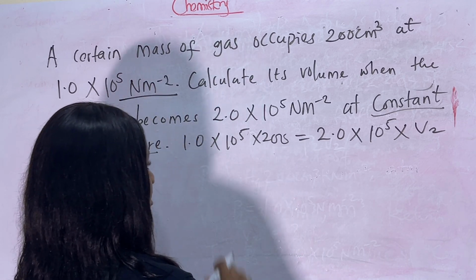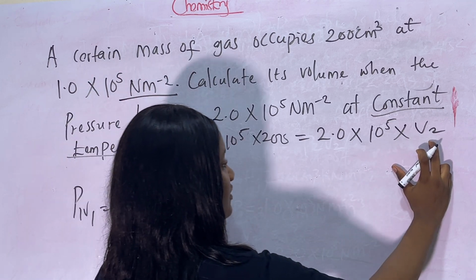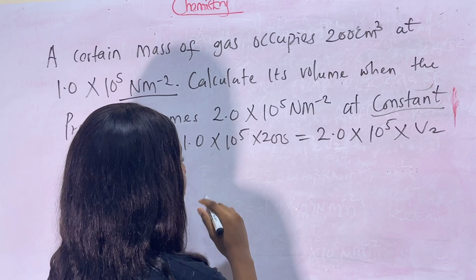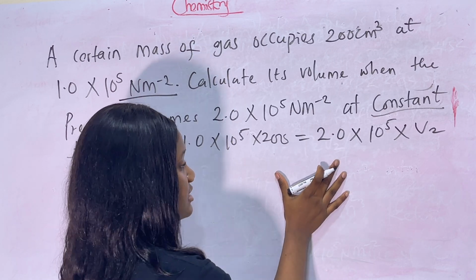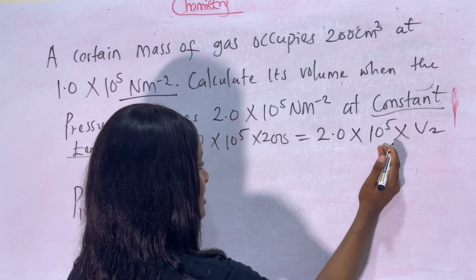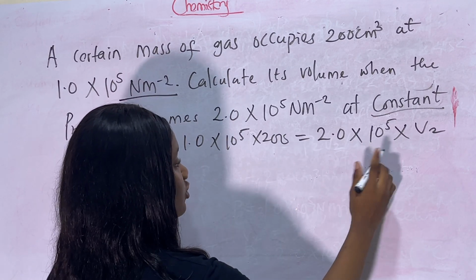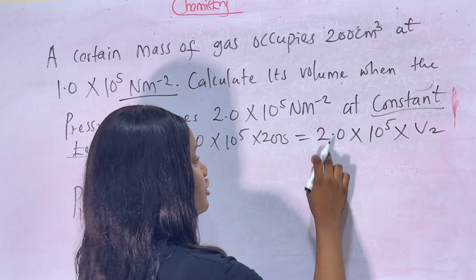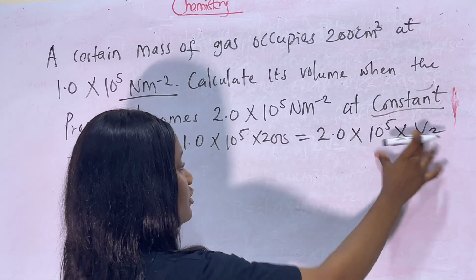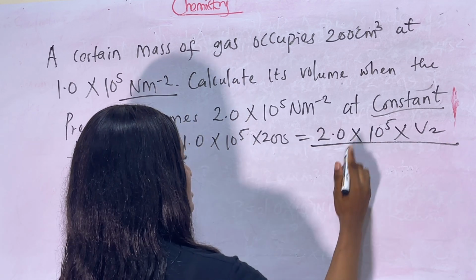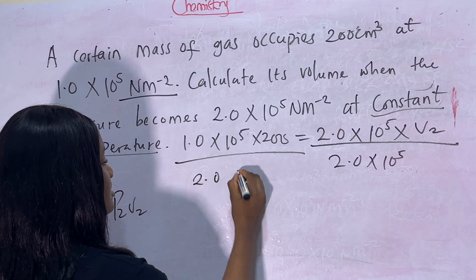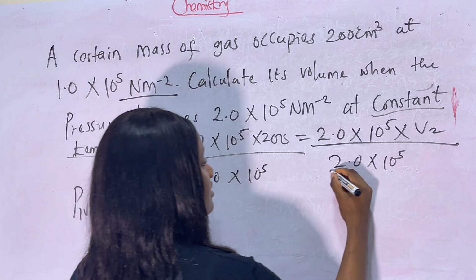Now I'm looking for V2, right? So whenever you're looking for an unknown and you have your equation looking like this, you're going to divide both parts of the equation. This is the left hand side, this is the right hand side. You're going to divide both parts of the equation by whatever is attached to that unknown. So for this, 2.0 × 10^5 is attached to our unknown. I'm going to divide both sides by 2.0 × 10^5.